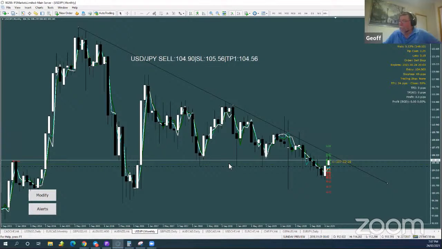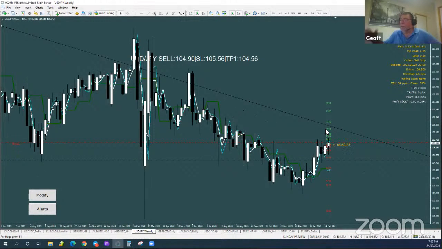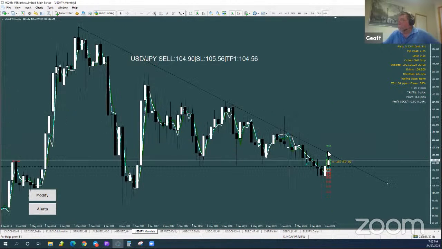I was talking about this level, and this level's super, super strong. And no surprise, of course, to see that we're reacting off it. Where we end up is anybody's guess, but I considered that we'd had a test of that trend line. But, you know, isn't hard to say.